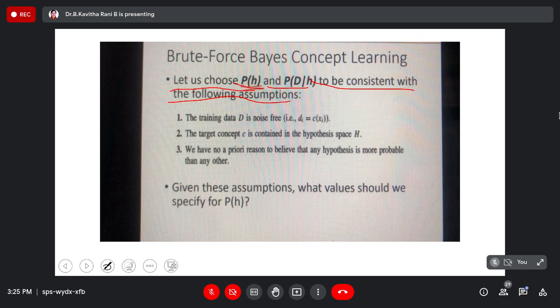P of H and P of D given H to be consistent with the following assumptions. So what we are doing, we are assuming something. What are those? That is nothing but that the training data D is noise free.